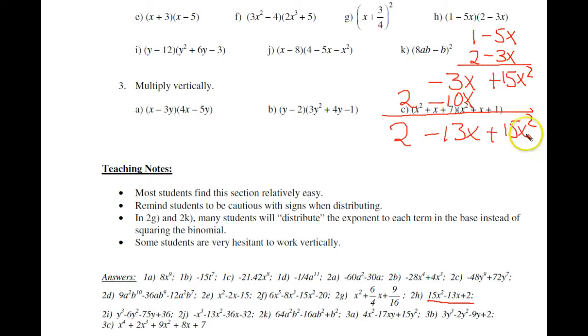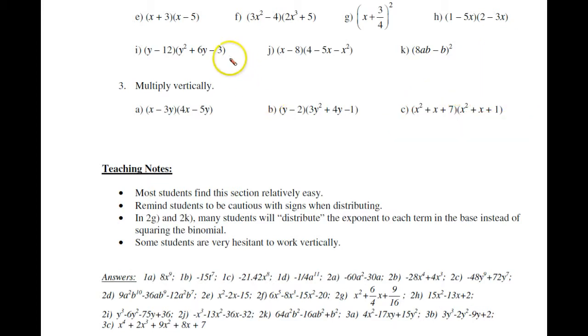Now another thing is they've written it with the 15x squared first. That's all right to write it that way. In fact, that's the preferred way to put your higher degree first, highest degree, and then descending. Here we have it in ascending, but I would give you full credit for that. Now, here is where it's particularly useful to do it vertically.